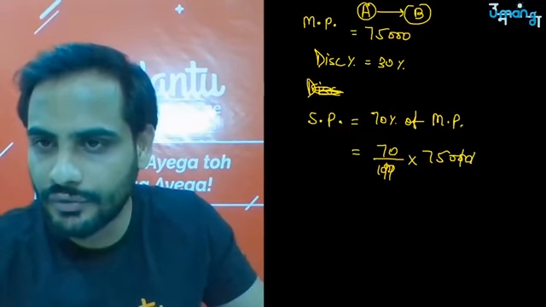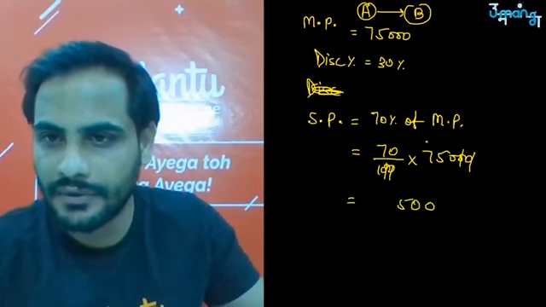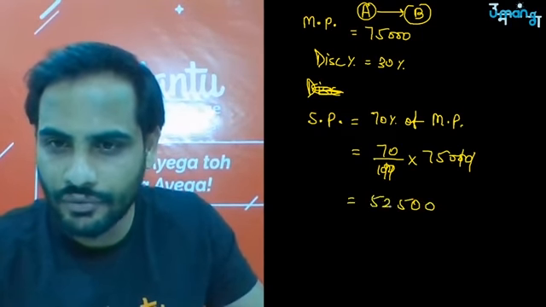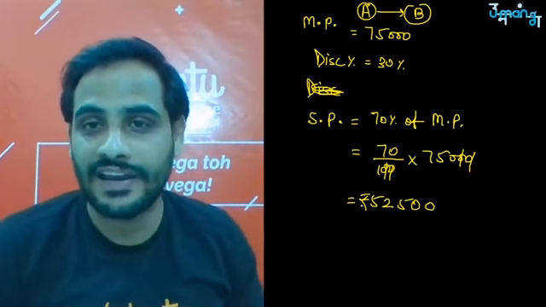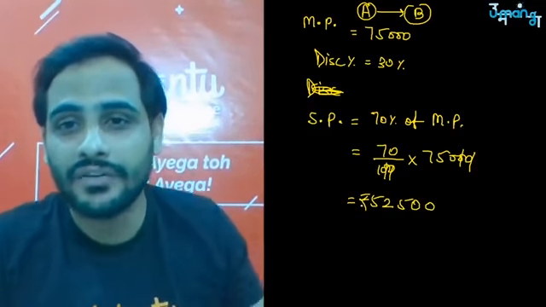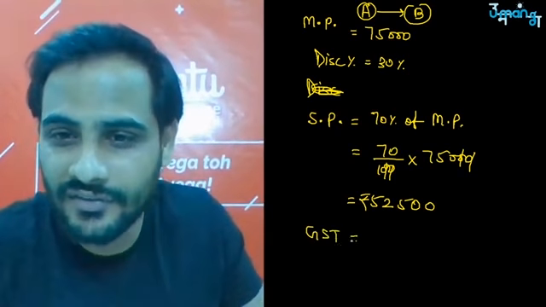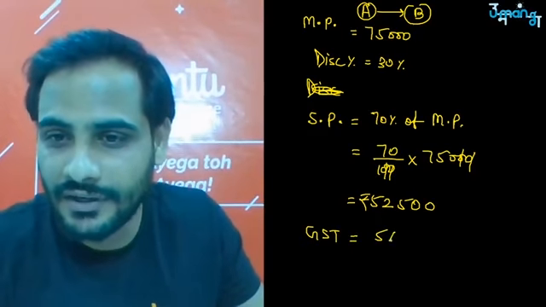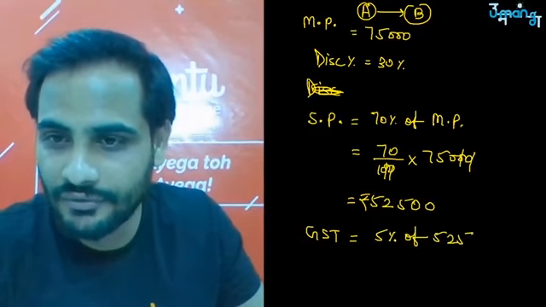75,000, so two zeros cancel with two zeros, and you get 52500. Rupees 52500 is the selling price, the price at which A has sold it to B. So how much will be GST? They have told GST to be 5%. That means 5% of the selling price, that is 52500.